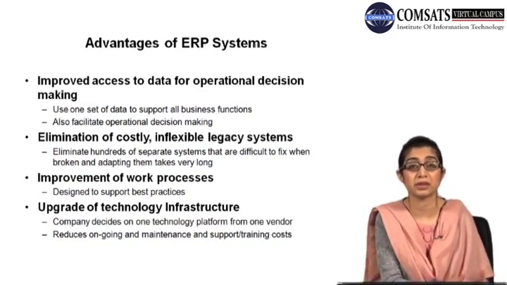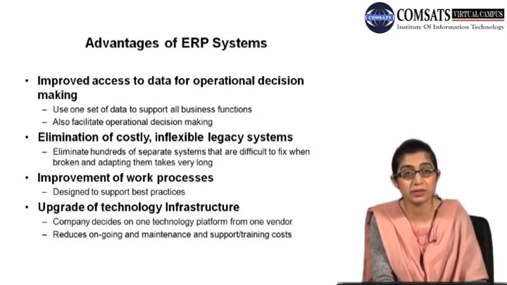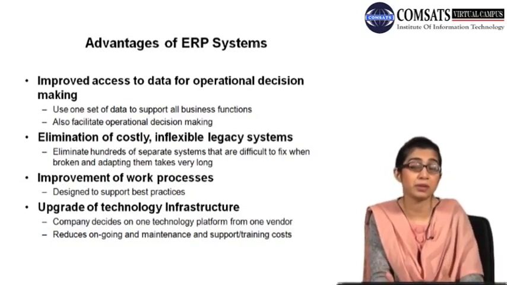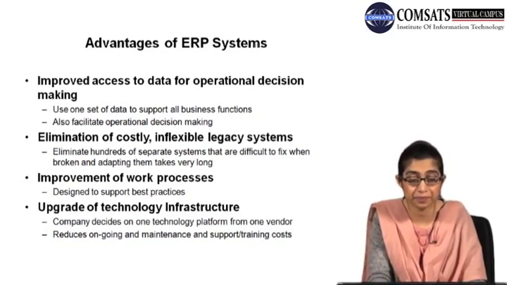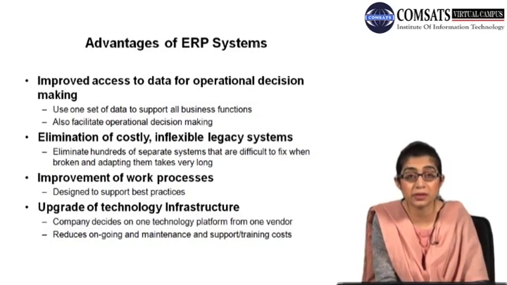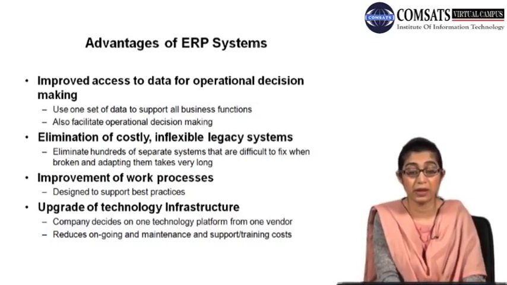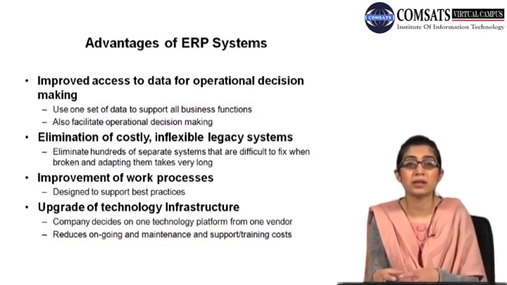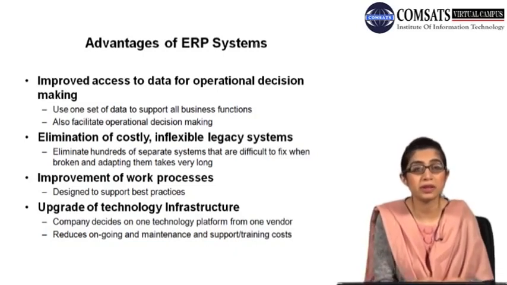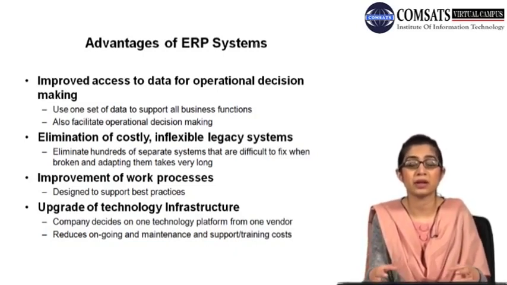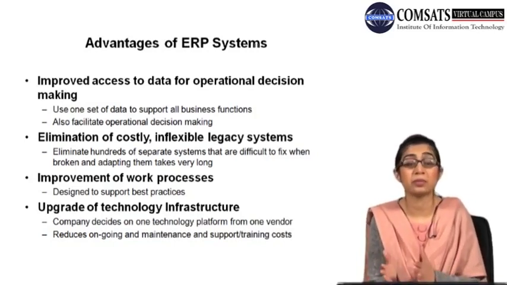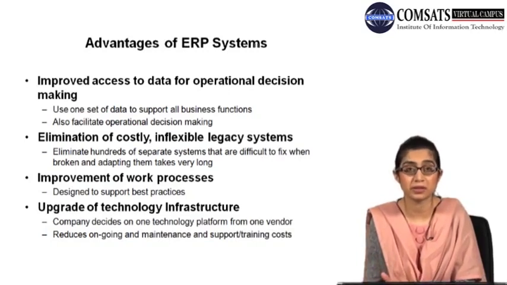Why? Because it is placed in a central location. Different functional areas don't have different databases, but there is a central database which we also call a data warehouse. And we talked about the data warehouse and said that it has information about all the organizational data. So it uses only one set of data to support all the business functions. And because they are taking data from one location, there is no inconsistency in the data, no duplication, and no updating problems, that results in better operational decision making.